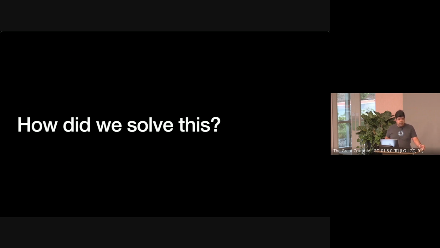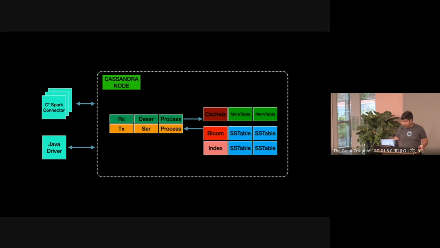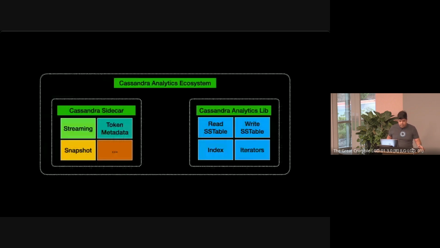So how do we solve this, right? How do we make this better? So going back to the problem, what if we were to eliminate most of this cost and only leave some very tiny amount of cost to pay on the Cassandra node, and move it off of the node to Spark? And that's what we ended up doing.